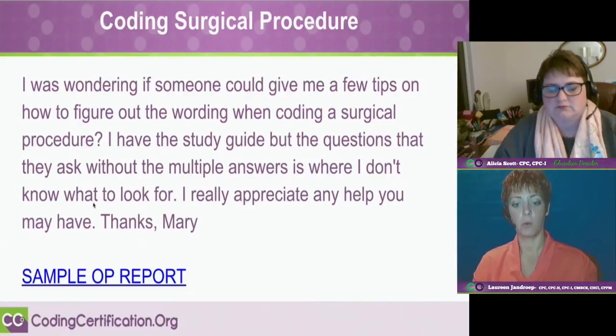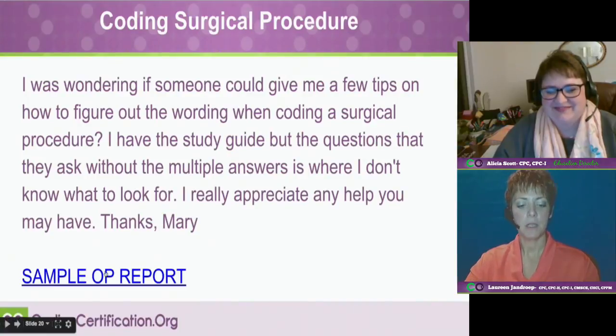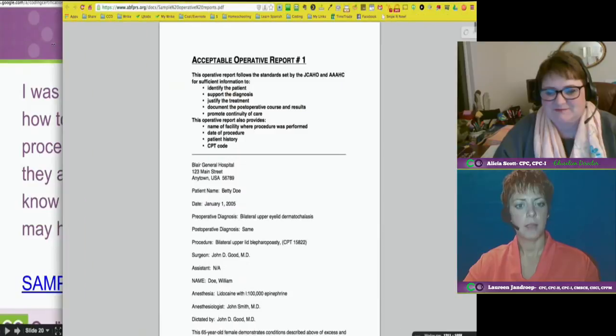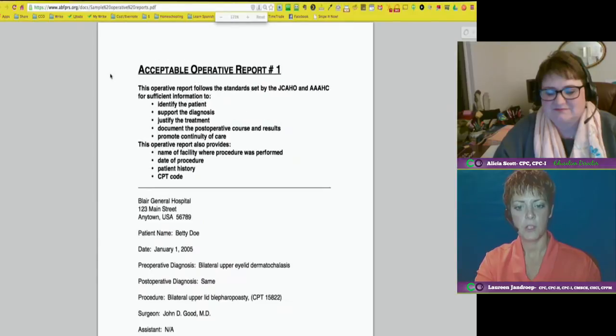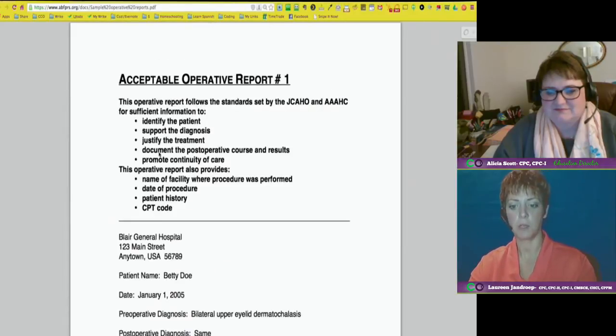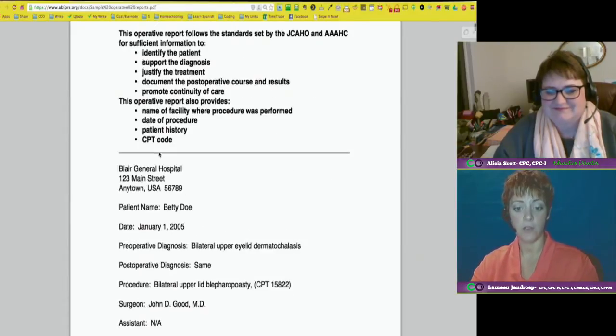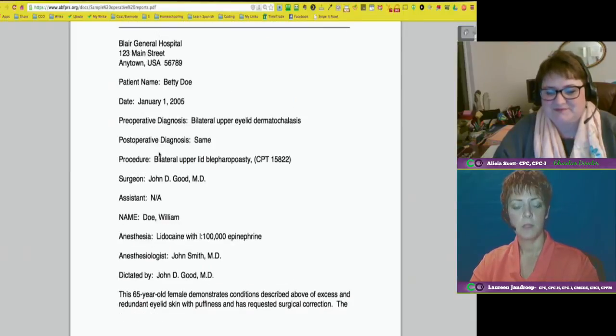So now you're saying, ooh, now I'm out in the real world and there's no multiple choice. Where do I start? So I'm just going to take a quick report that I Googled earlier. This is what first came up. It could be any report. Apparently this is a sample where they're trying to help their physicians know what an acceptable op report is. Physician education, coders get involved in it. Yeah, very important.